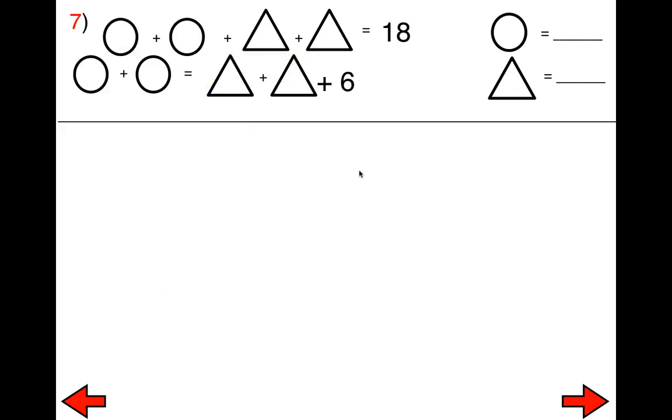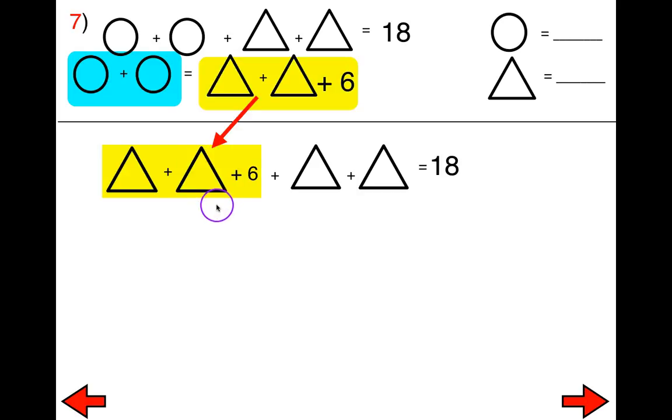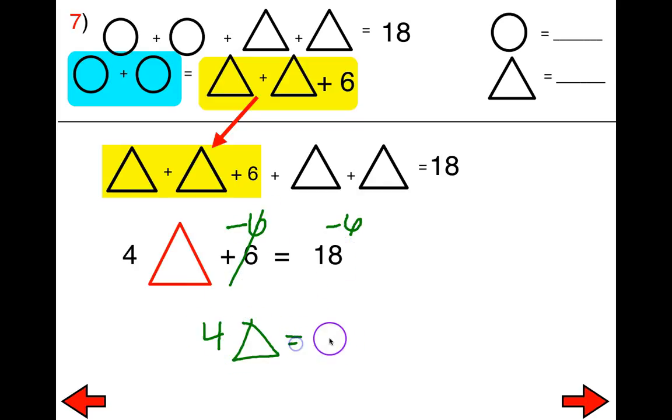For the very last one, it says here that 2 circles plus 2 triangles equals 18. It does also say that 2 circles is equivalent to 2 triangles plus 6. So we're going to go ahead and replace these 2 circles with 2 triangles and a 6, leaving us with 4 triangles plus 6 equals 18. I'm going to go ahead and solve it algebraically now, leaving me with 4 triangles equals, let's see, 12. Therefore, each triangle, since there's 4 of them, has to equal 3.